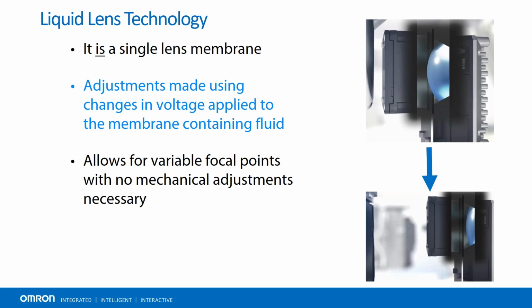If you are new to industrial machine vision, you likely have not heard of liquid lens technology. This technology is available in many of Omron's smart camera and vision sensor lines, including the FHV7 and Microhawk F-Series smart camera. As we can see from the image, it is a single lens membrane filled with fluid. Using changes to voltage applied directly to the lens membrane, it can expand or contract to make extremely quick changes to focus without requiring any mechanical adjustments.